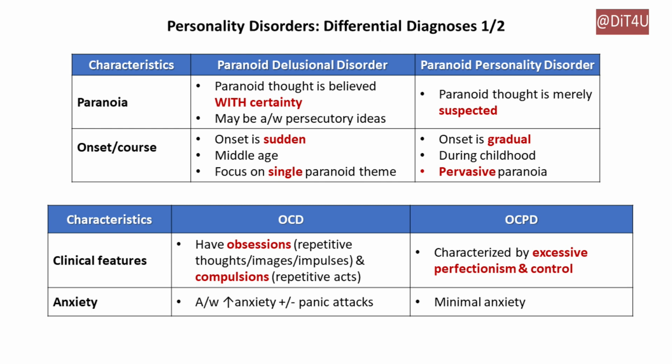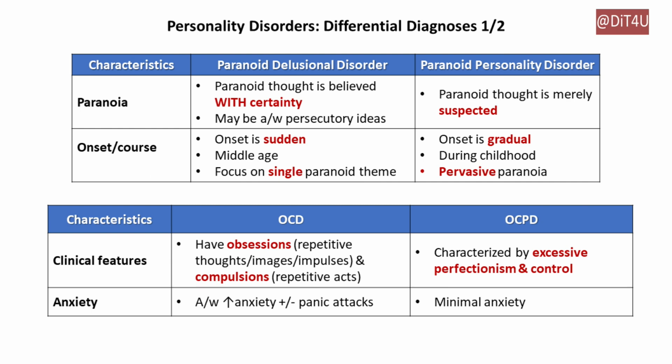Okay. If you tell them that actually that person is very good, I don't think he's trying to harm you in any way, they might still believe you. So it is not a delusional intensity. And the onset and course in delusional disorder, usually the onset is sudden. It could be in the Middle Ages. And like I said, the focus is on a single paranoid theme and nothing else. Whereas in paranoid personality disorder, onset is gradual. There's a developmental condition and there is pervasive paranoia. That means paranoid ideas about everything and everybody in all situations.